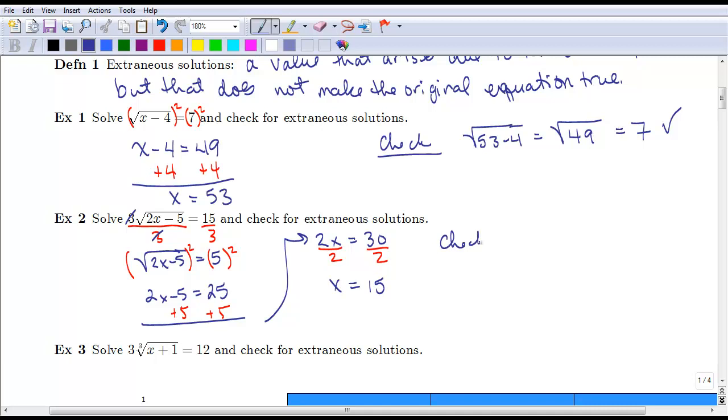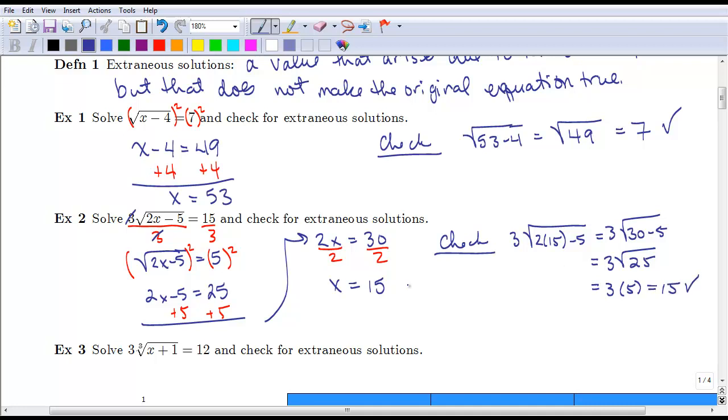Again, we want to make sure that we check that this is correct and is not an extraneous root. If you were to plug this in, 3 times the square root of 2 times 15 minus 5. Well, this would be 3 times the square root of 2 times 15 is 30 minus 5. And that would be the square root of 25. So you would get 3 times 5, which is 15, which was what you started off with. So 15 actually ends up being the answer for this one.